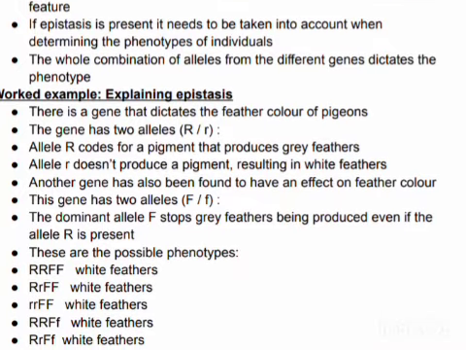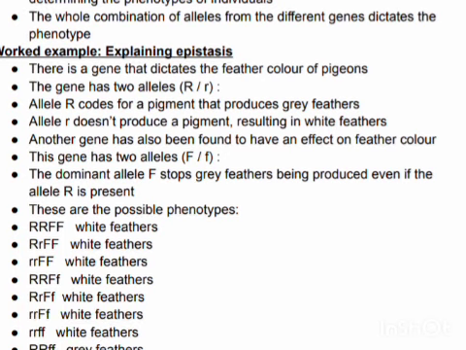Now again, we also have a worked example explaining epistasis. There is a gene that dictates the feather color of pigeons. The gene has two alleles, R and r. Allele R is going to code for a pigment that produces gray feathers. Allele r doesn't produce a pigment, resulting in white feathers. Now another gene has also been found to have an effect on feather color.